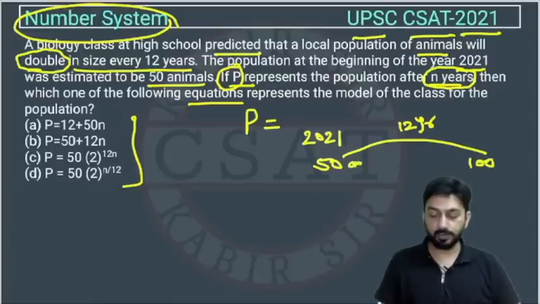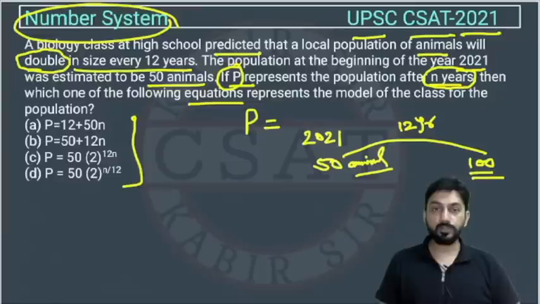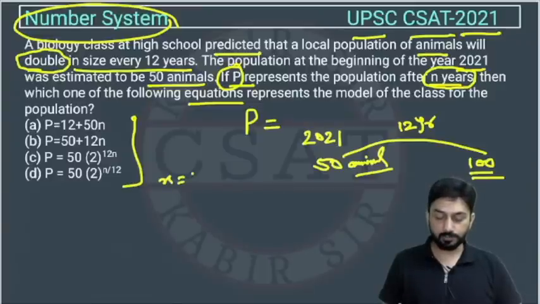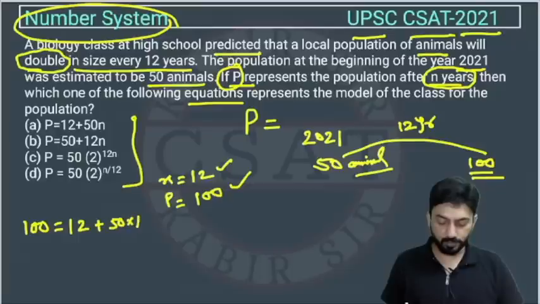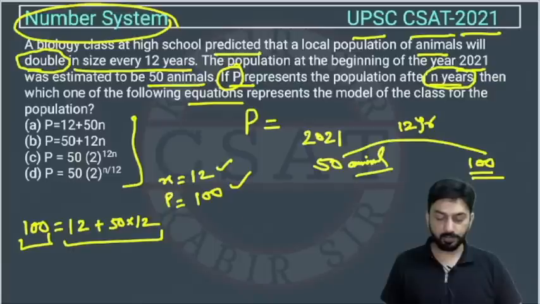100, right? So what should we do? n is 12 and P is 100, right? We will put these two things in this equation and check. Looking at the first option, we know P should be 100, and this is 12 plus 50 into 12. These are not equal. After 12 years the population should be 100, so P should come to 100. This equation is not getting satisfied.